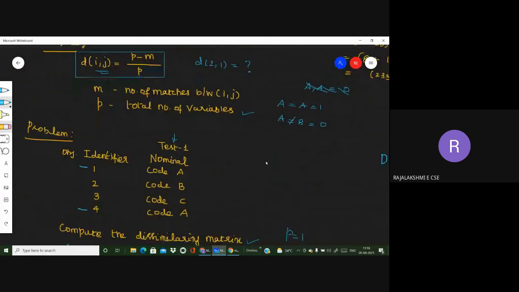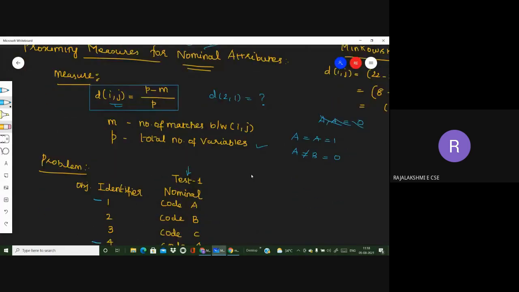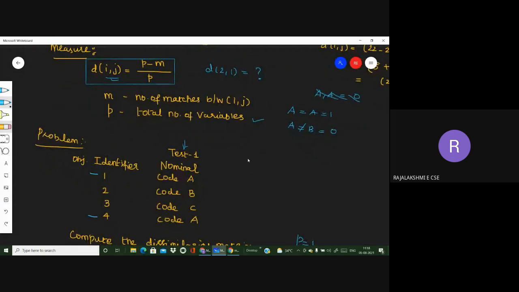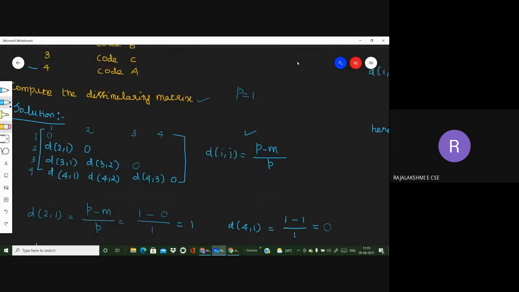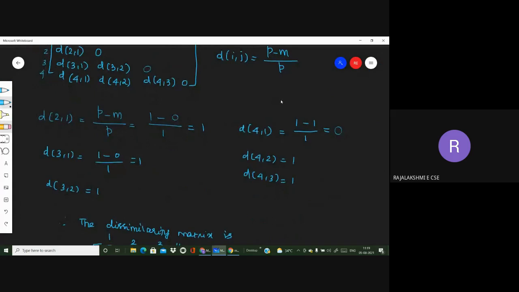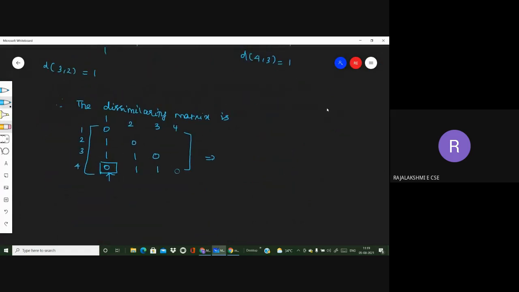And then similarly, if the dissimilarity measure is given as a categorical quantity, there is a formula for how we calculate it. So d(i,j) is equal to (p minus m) by p, where p is the total number of variables available in the given set of data and m is the number of matches. If a match is happening, then that should be represented as 1. If a match is not happening, then that is represented as 0. So accordingly we can compute this matrix and come to a conclusion from it.